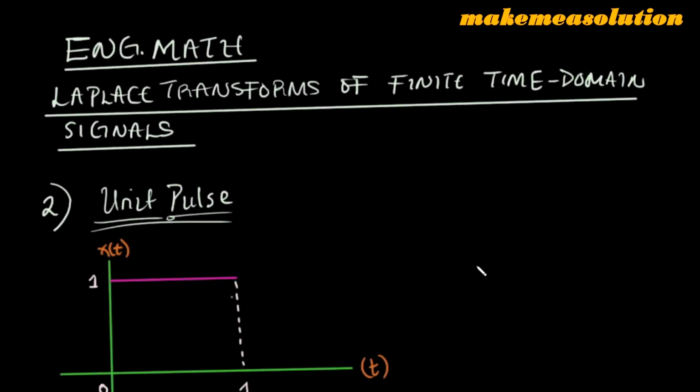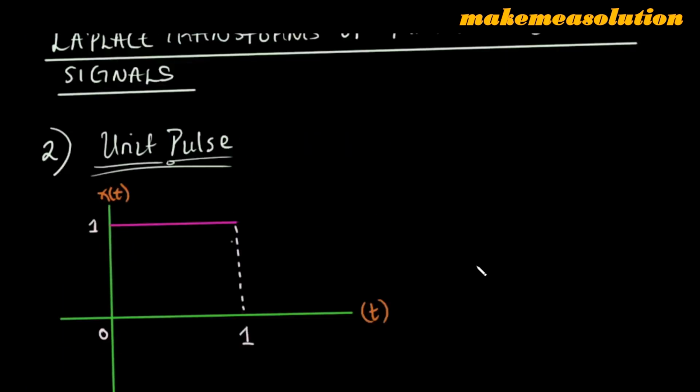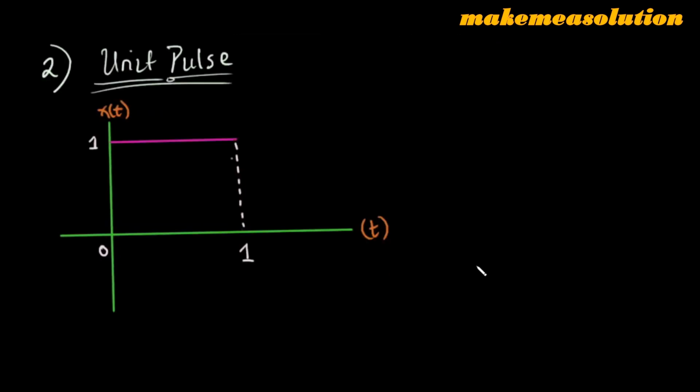Hello guys, and welcome to the third video on this Laplace transform series, from finite time signals to the frequency domain. Now we're going to focus on another kind of signal. We're going to try to find the Laplace transform of a signal like this. So the question is that we should determine the Laplace transform of this unit pulse or this square wave.